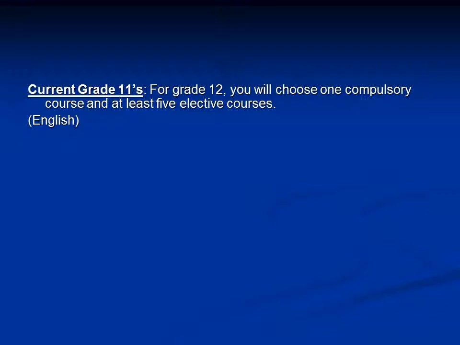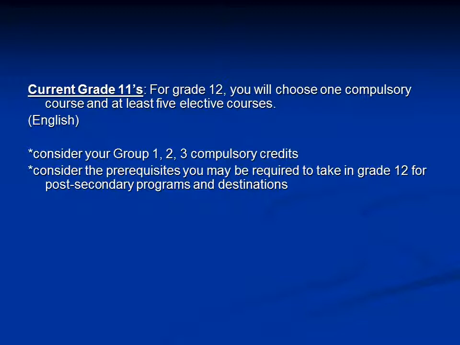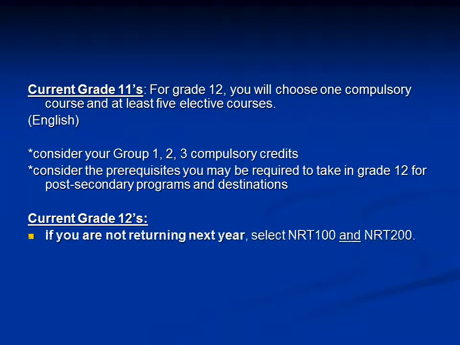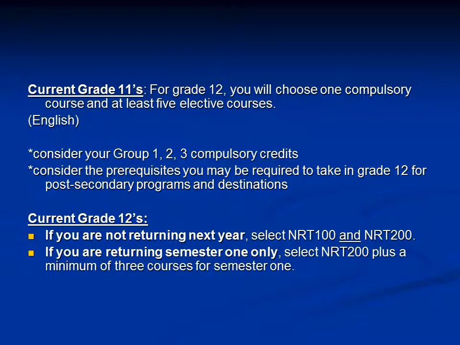For elective courses, refer to the course calendar and be sure to note if there is a prerequisite. For current grade 11s, for grade 12 you will choose 1 compulsory course and at least 5 elective courses, the 1 compulsory course being English. Consider your group 1, 2, and 3 compulsory credits. Consider the prerequisites you may be required to take in grade 12 for post-secondary programs and destinations. For current grade 12s, if you are not returning next year, select NRT 100 and NRT 200. If you are returning Semester 1 only, select NRT 200 plus a minimum of 3 courses for Semester 1.